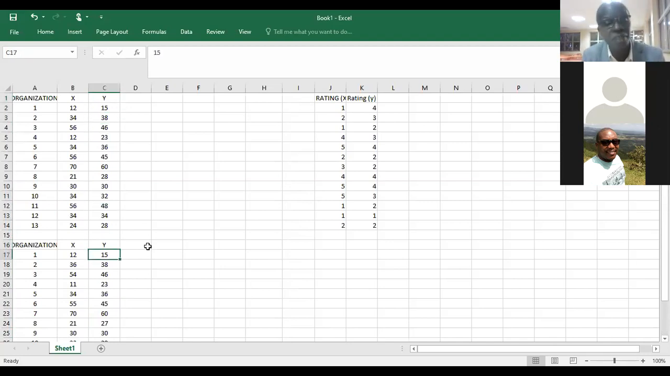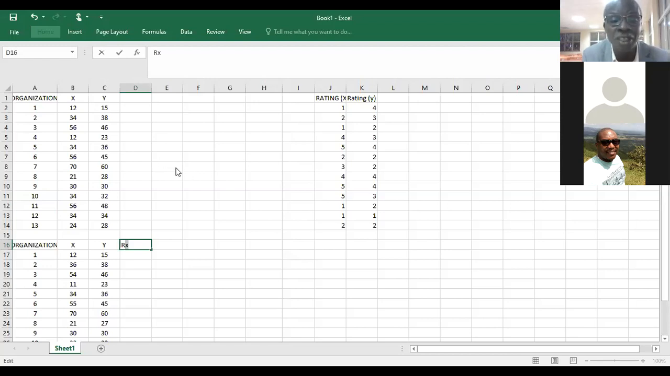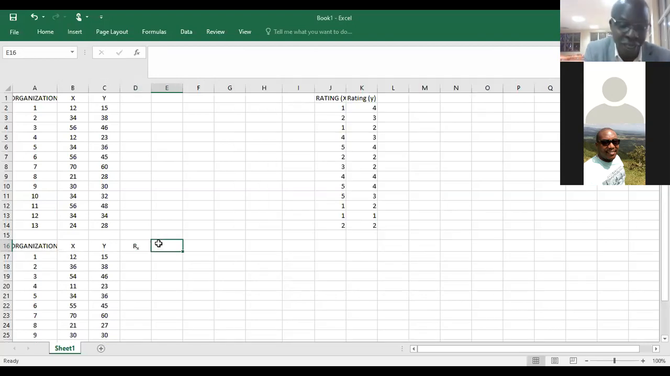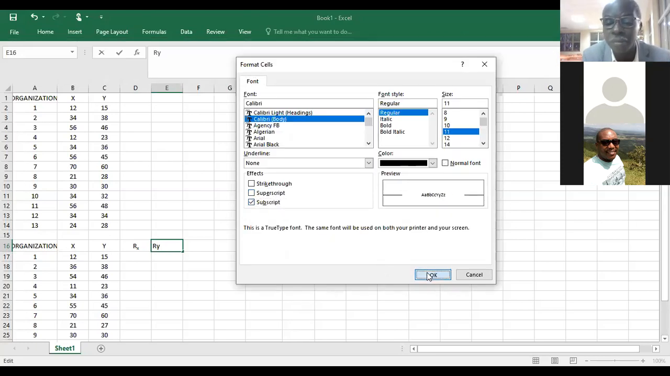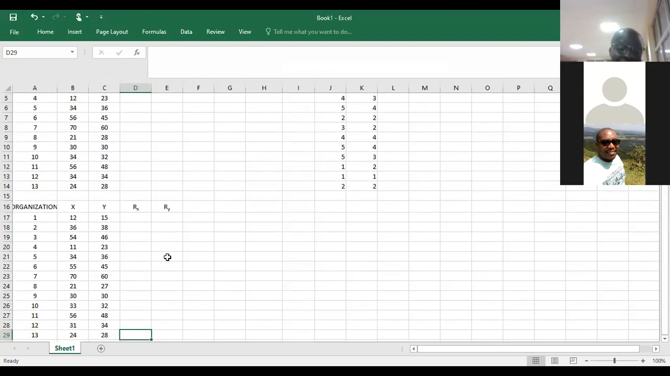So I'll start off with the easiest, this one. I'll label this one R of X, subscripted, the rank of X. And then I need my rank of Y. Rank of Y, again subscripted, is here. And we read in ascending order of ranks. So you start with X.